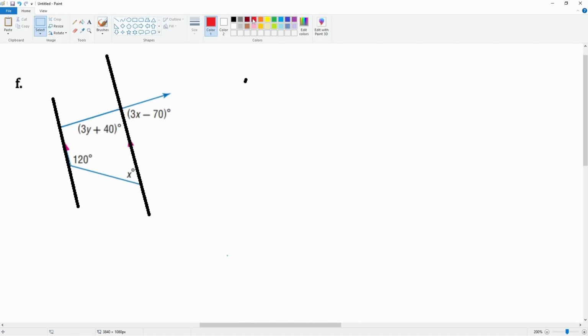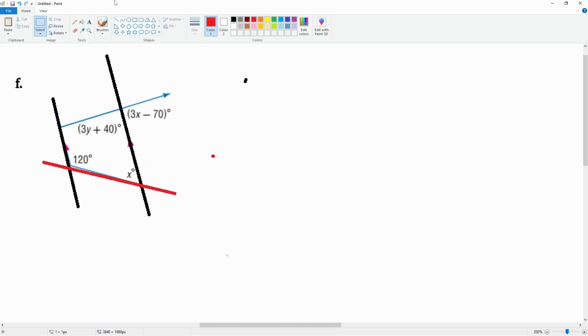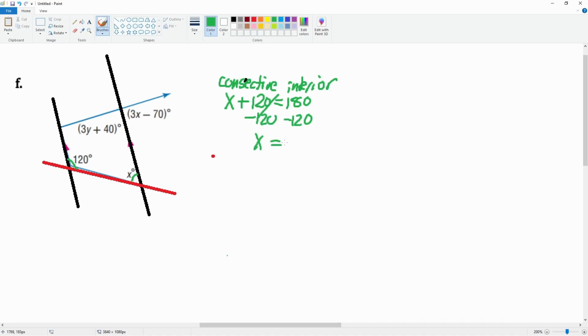So this, take a look. This is the transversal line. All right. So here, I'm going to flip it one more time. Okay. Do you see? These two, x and 120, have to be consecutive interior. So I can say that these two here, x plus 120 has to be equal to 180 because consecutive interior angles are supplementary. So solve for x, you get x is equal to 60.